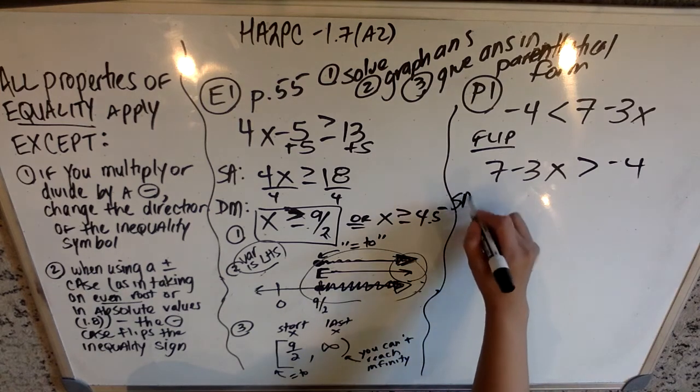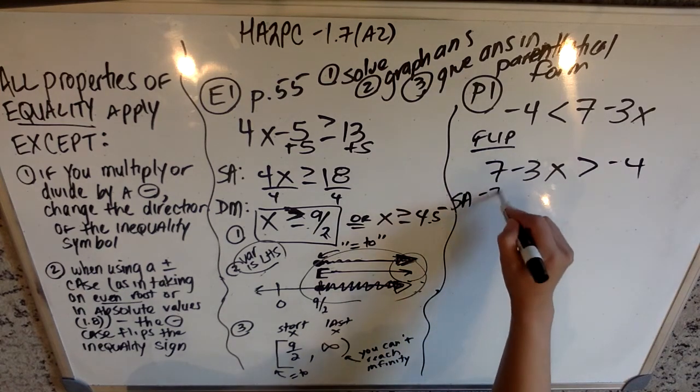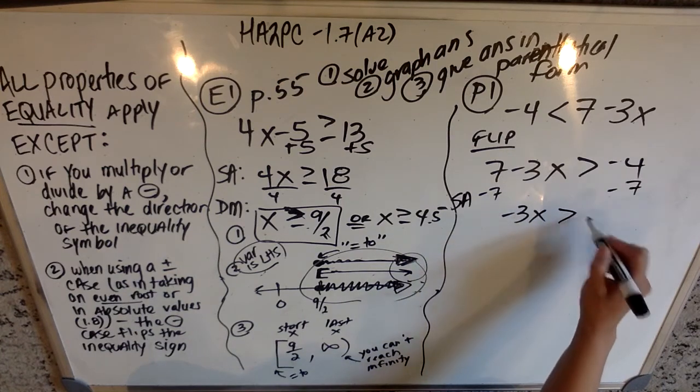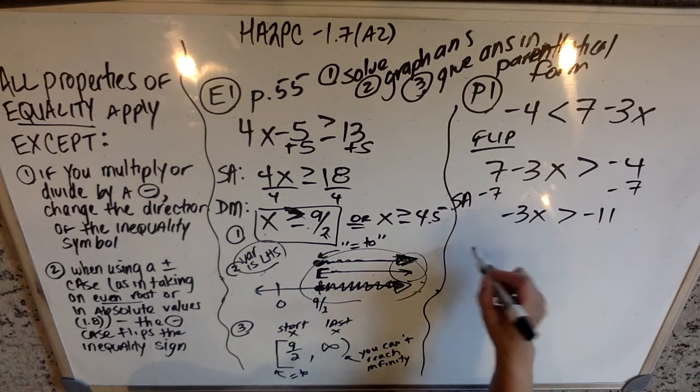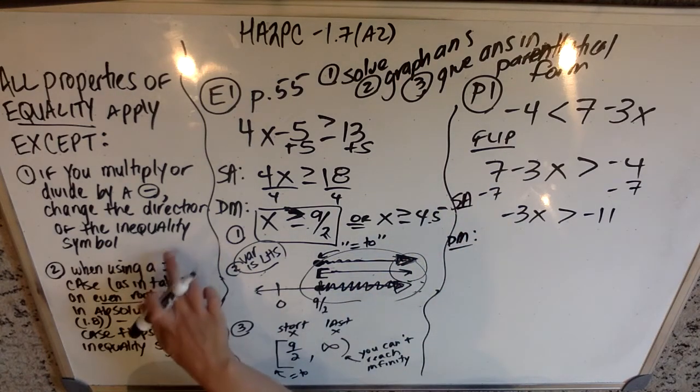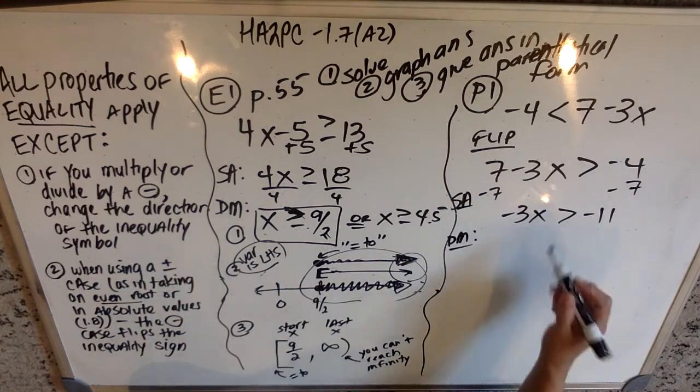Now I'm going to go ahead and use subtraction and addition. Well, this is a positive 7, so I'm going to subtract the 7 over. So I'm going to get negative 3x is greater than a negative 11, right? And then I'm going to do division and multiplication. But remember, when we multiply or divide by a negative, we have to flip the inequality sign.